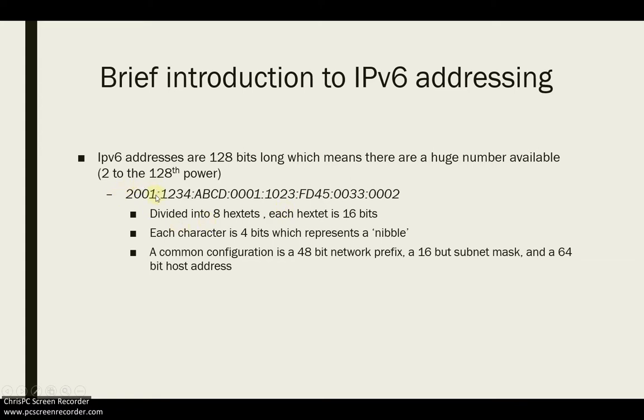Each hextet is 16 bits long, and each of the characters within the hextet is called a nibble, and that would be 4 bits. A common configuration for a network would be that the first 48 bits would be the network prefix. The next 16 would be where you can subnet the network prefix, and then the last 64 bits would be the host IP part of it.